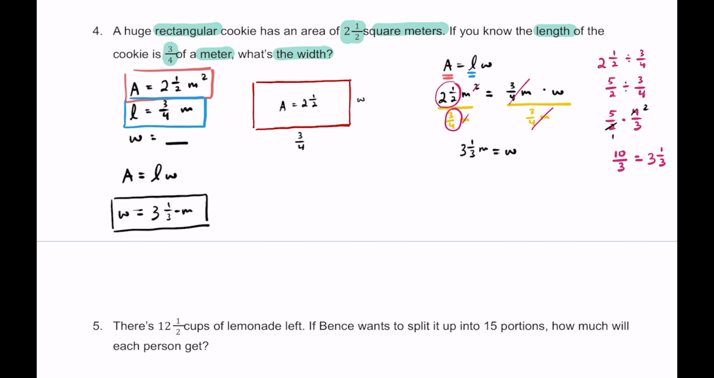Put a little dash there so that doesn't look like a variable, hopefully. Maybe it looks like an m. Hopefully you know what I mean, though.